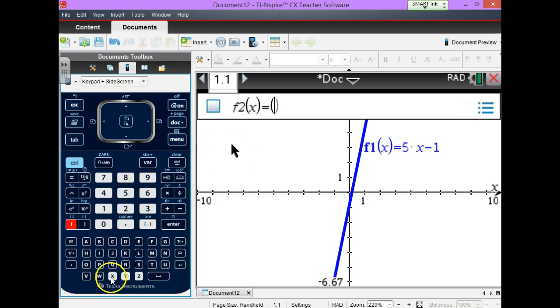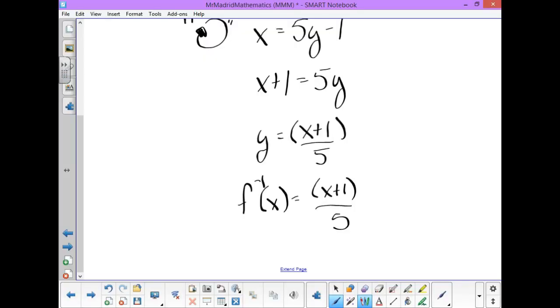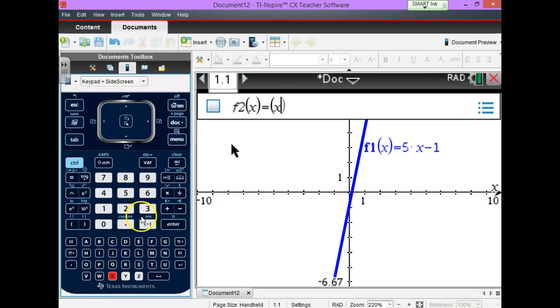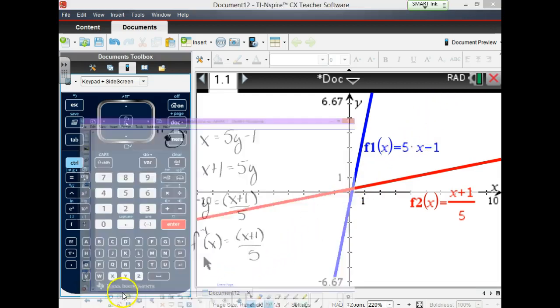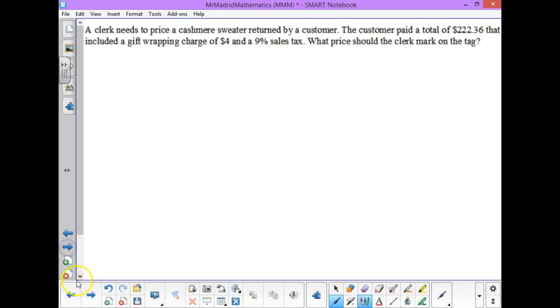Okay, x plus, what the heck did I say? x plus, go check here. x plus 1 over 5. x plus, whoops, plus 1 over 5. Enter. Alright, and if you really look closely here, you can see that there is this y equals x imaginary line that the two reflect off of. Okay. Alright, let's go ahead and move on here.